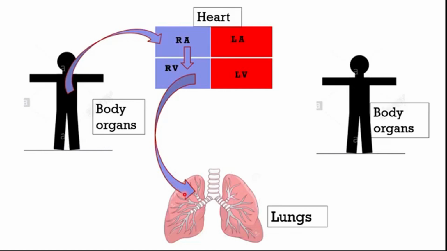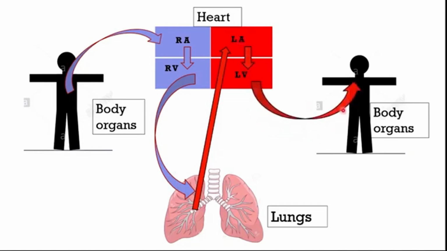Coming to the second pump, the oxygenated blood from the lungs is carried by the pulmonary veins to the left chambers of the heart. It first reaches the left atrium and then the left ventricle. Then it is supplied to different body organs. This is the second pump. So in the second pump, oxygenated blood flows. This is the direction of flow of blood in our body. The left ventricle pumps oxygenated blood to different body organs and the right ventricle pumps deoxygenated blood to the lungs.